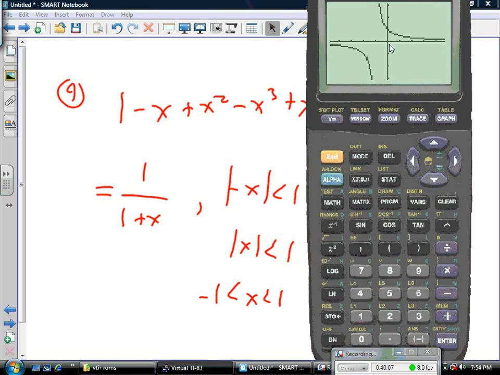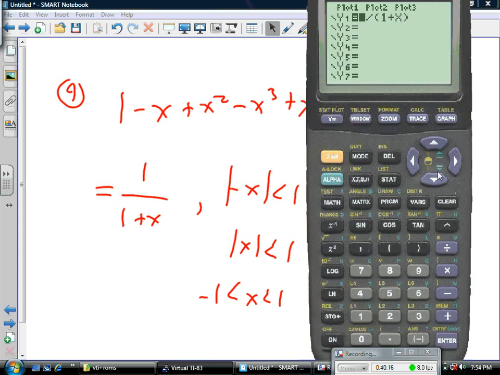All right, only from x equals -1 to +1. So only this piece of the curve is going to be valid. Is that true? Let's see. Let's go to y2 and graph this thing. I'm going to say, okay, how about 1 minus x? Just that much, just two terms.